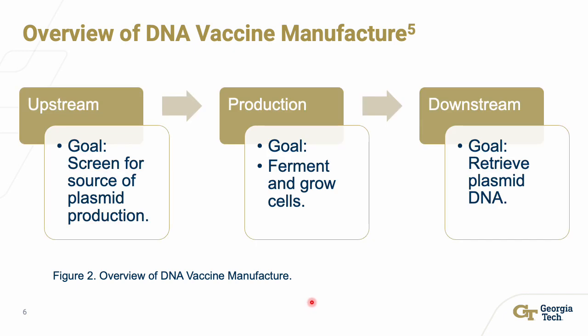Overall, there are 3 main phases of production for DNA-based vaccines: the upstream phase, the production phase, and the downstream phase. The goal of the upstream phase is to propagate the plasmid that encodes the antigen of interest. After propagation, a working cell bank will be selected and will be the source for any following plasmid production. Then, in the production phase, the cells with the plasmids are grown and fermented. In the last part, the downstream phase, the plasmid DNA needs to be retrieved from cells and purified.